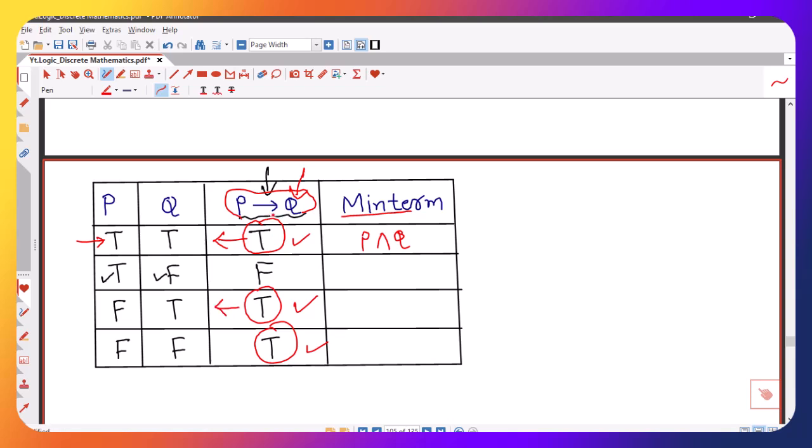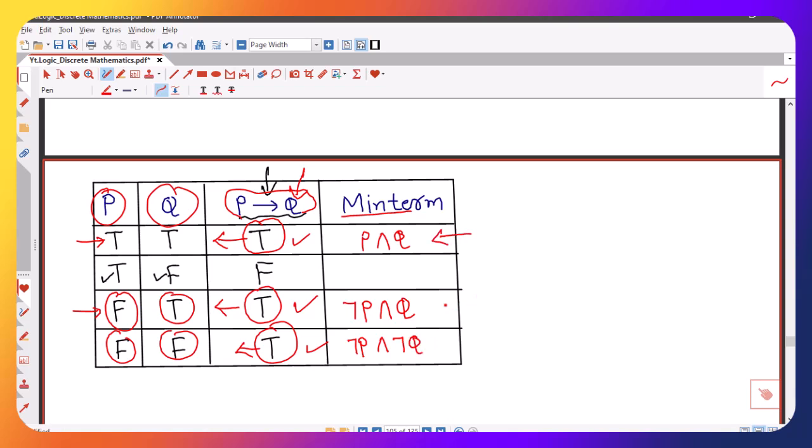Here the truth value of p implies q is true, and corresponding to these two variables p and q, we have to consider that min term for which we obtain truth value as true. Now here p is false, therefore we will consider negation p, so that negation p becomes true, and q is true here, so here I will write negation p and q. Here we have truth value true and the corresponding truth values of p and q are false, therefore we will consider negation p. If p is false, negation p is true. Similarly, if q is false, negation q is true.